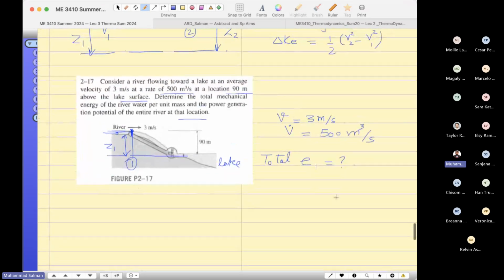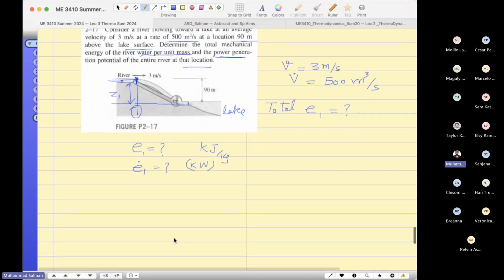Let's see, I want to write down the total energy per unit mass. We have to find out two things: energy in kilojoules per kilogram, and the power at location one. What is the power in kilowatts? Two things are required, the power generation potential at that location. So let's do one by one.